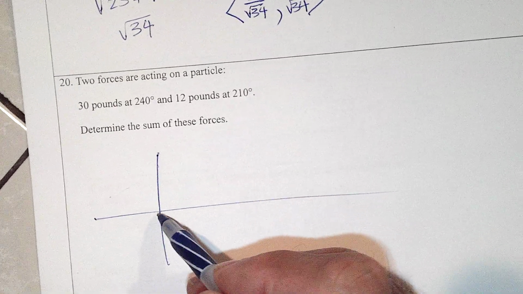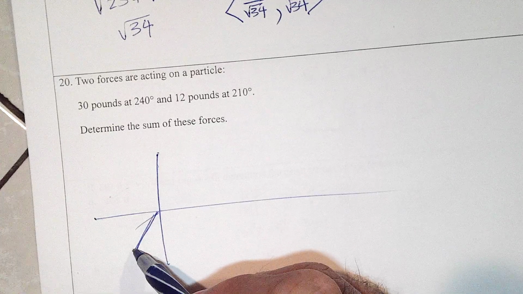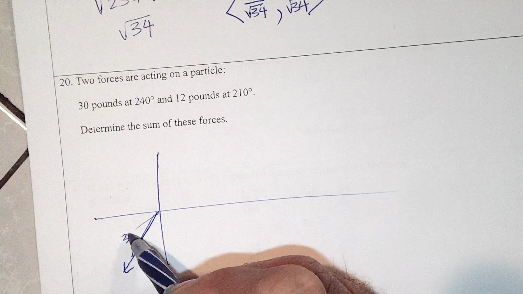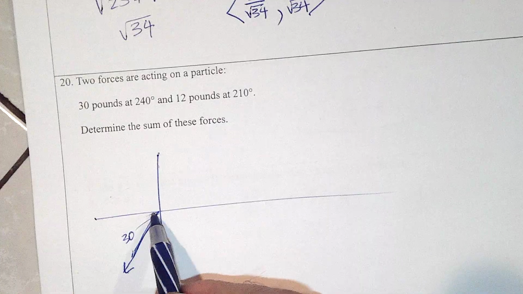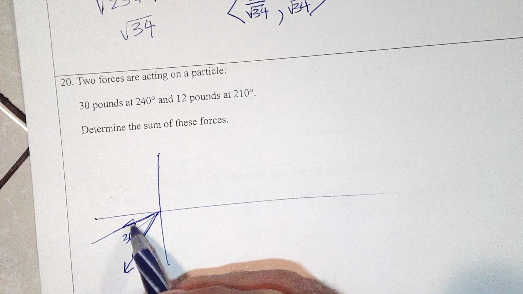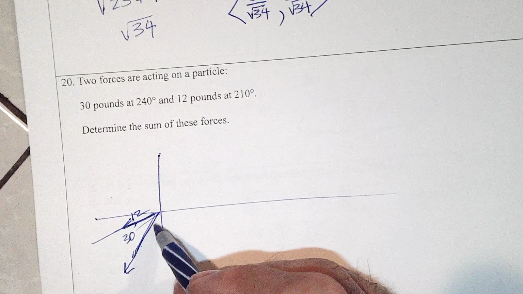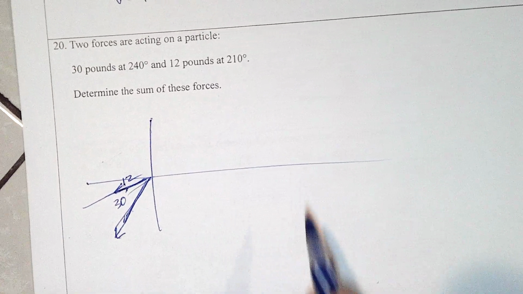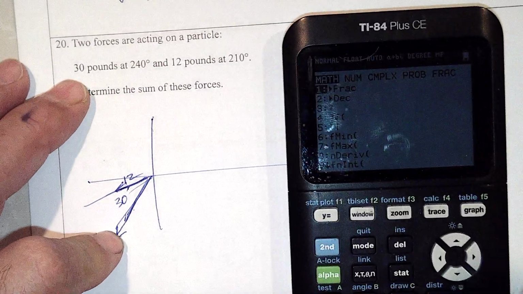30 at 240. 240 is this direction. 30 and 12 at 210. So 30 and 12 would be shorter. And so I got this one plus this one. Now it might be easiest to do this in components. So 30 at 240.